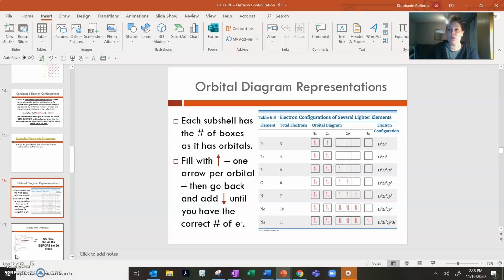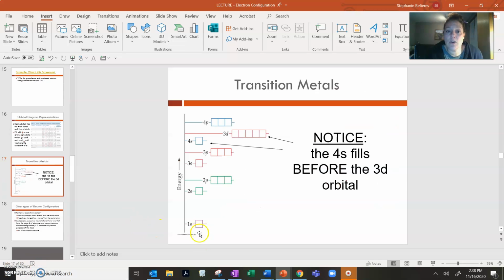You write them either in a horizontal line like this, or you could write them like this, where you have all the s's in a column, then the p's a little bit to the right in a column, then the d's a little further to the right, and the f's would be even further over. Then the vertical axis is the order in which they fill. Those are two different ways to write orbital filling diagrams.